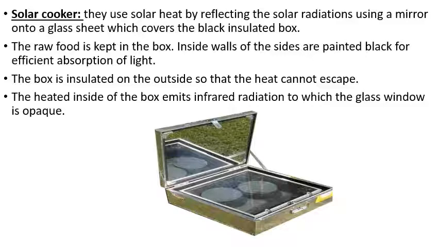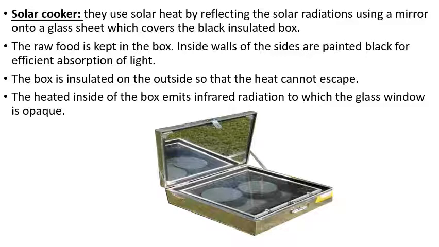The raw food is kept in the box. The inside walls of the sides are painted black for efficient absorption of light. We know that black color has the characteristic of absorption of light. So inside the box, the walls of the sides are also painted black so that there is efficient absorption of light.